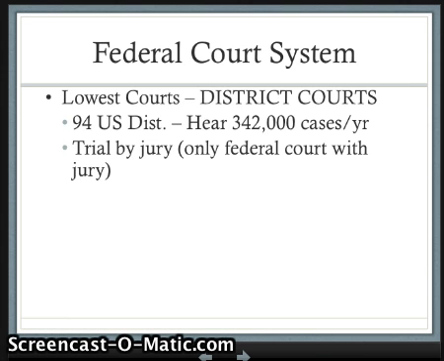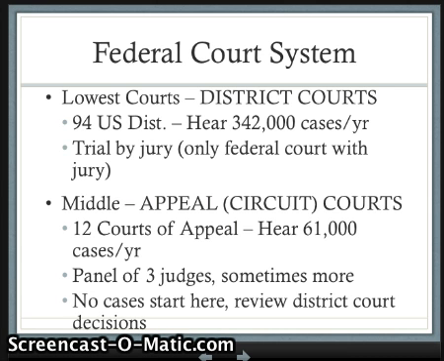So, the lowest courts are called the district courts. As I said, there are 94. They hear about 342,000 cases per year, and they sometimes do trials by jury. And they're the only federal court that will do that. In the middle, we have the appeals court, also known as the circuit. There are actually 13 of these now. They hear about 61,000 cases a year, so not as many as district courts. They have panels of judges. No case can start in the appeals courts or the appellate courts. They only review lower court decisions, which usually start at the district court.